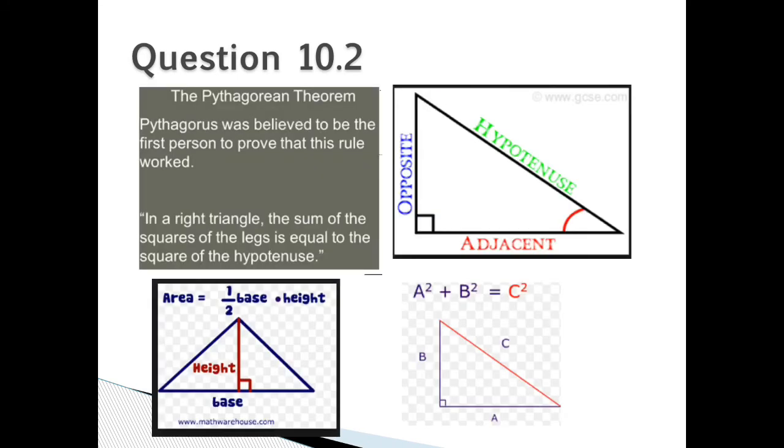The Pythagoras theorem. Pythagoras was believed to be the first person to prove that this rule worked. In a right-angled triangle, the sum of the squares of the legs is equal to the square of the hypotenuse. If you look at the angle, you'll see that you have the opposite and the adjacent, and then the hypotenuse, which is the longest. The adjacent side is the one next to the angle, and the opposite is the one on the opposite side. So Pythagoras says a squared plus b squared is equal to c squared. If you are looking for area, it will equal half base times height.